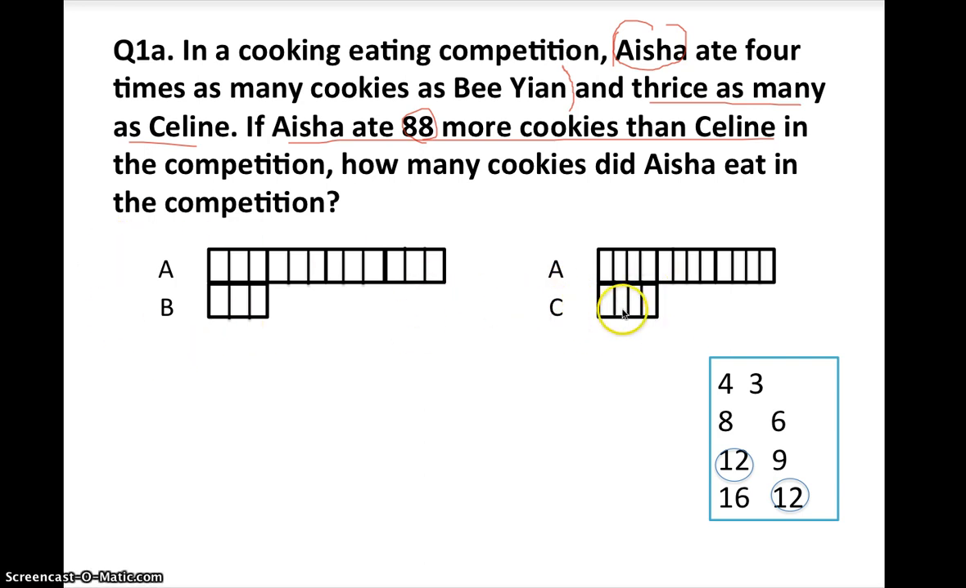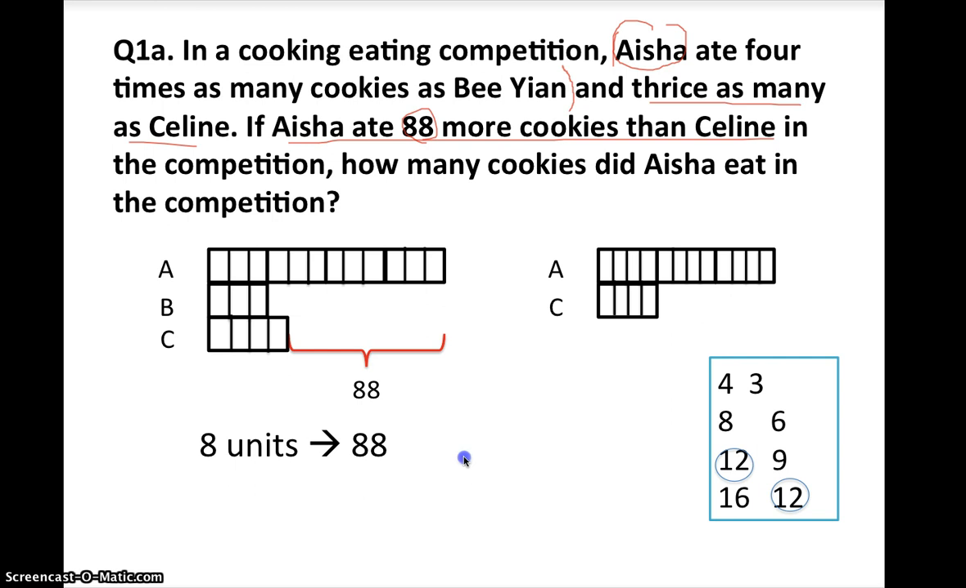So I have 4 units for Celine, so I'm going to put it over here, and it will look like that. Alright, so from here, I can now use the difference given in the question. So Aisha ate 88 more cookies than Celine in the competition. So that would be the difference. Okay, so Aisha has 12 units and Celine has 4 units here. So the difference would be 8 units. And 8 units represents 88.